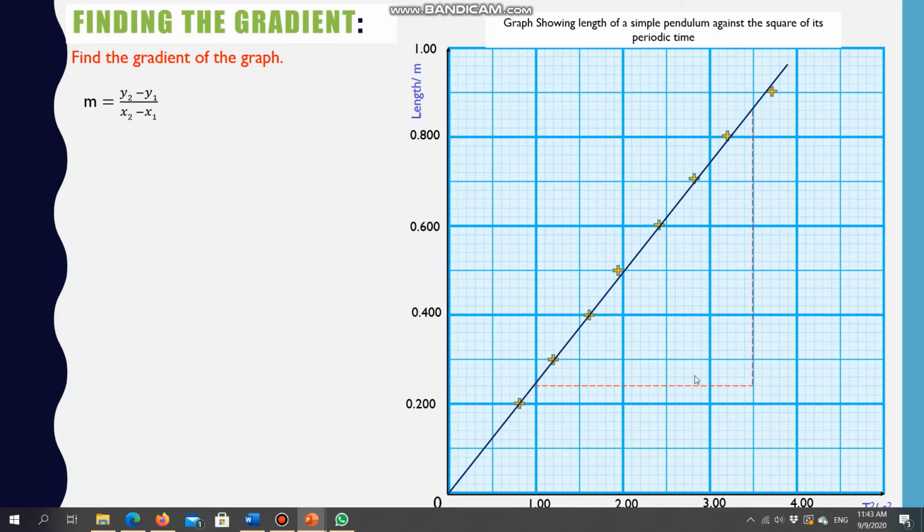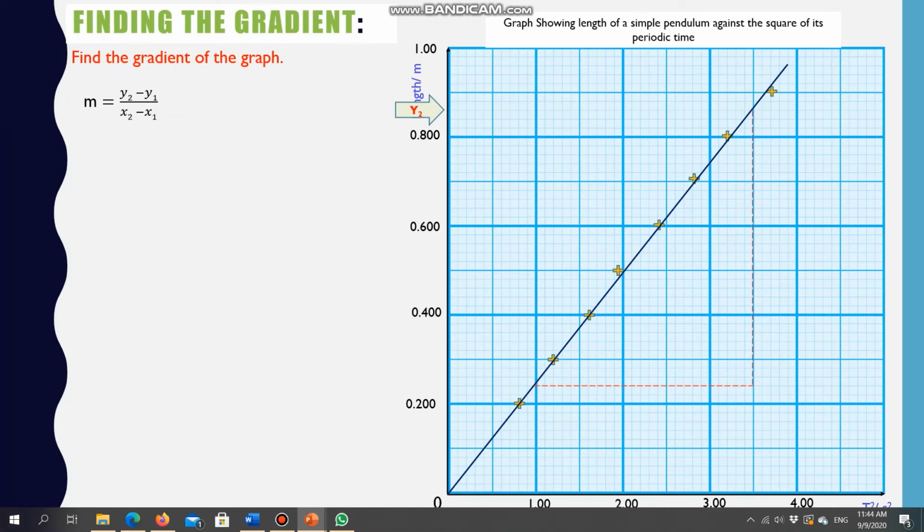This triangle should be as large as possible. You also want to make sure that the coordinates are not matching with any points that you used to plot. This is to avoid using points that are not on the line. So here we see that the line doesn't fall on any plotted points here. Neither does it fall on any plotted points here. All right. So what we do is to read the coordinates of these points.